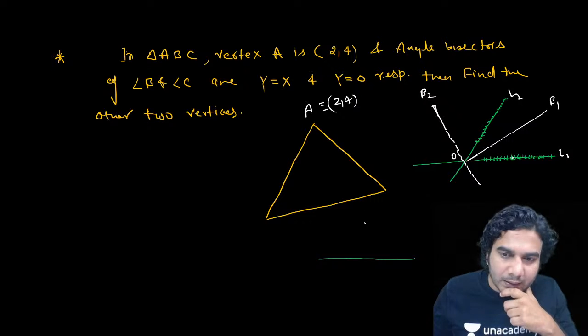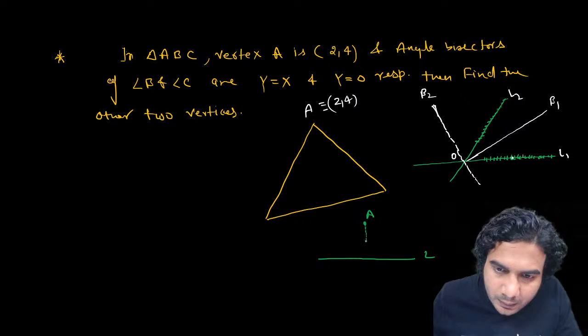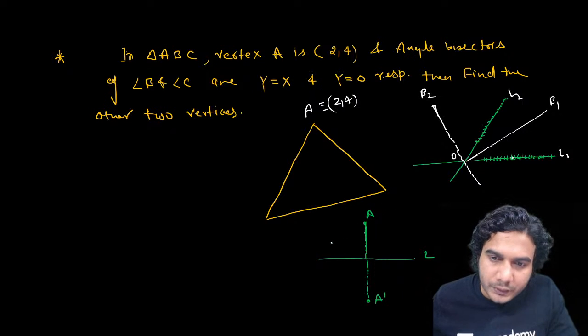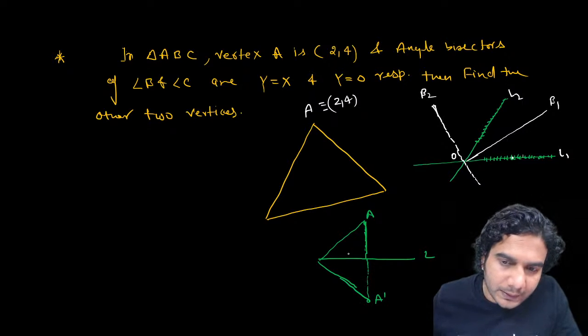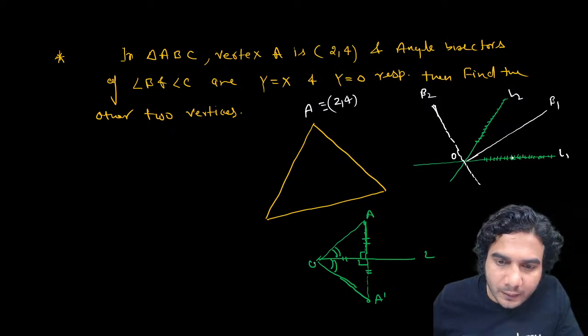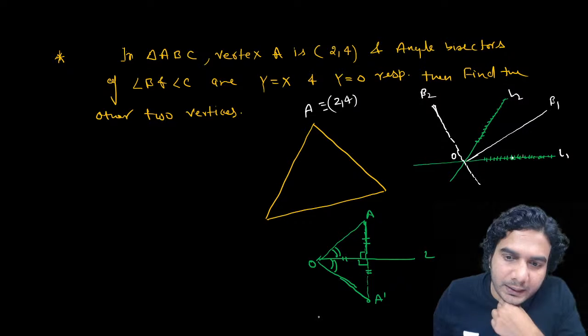If this is a straight line, and this is a point, then the image of point A about L means you drop a perpendicular and move an equal distance on the opposite side, and this is the image. If you join these, you can see these two are congruent triangles. This distance is equal to this distance, this is common, this is 90 degrees. So they are congruent triangles, and this angle will also be equal to this angle. So L is basically the angle bisector of OA and OA dash.